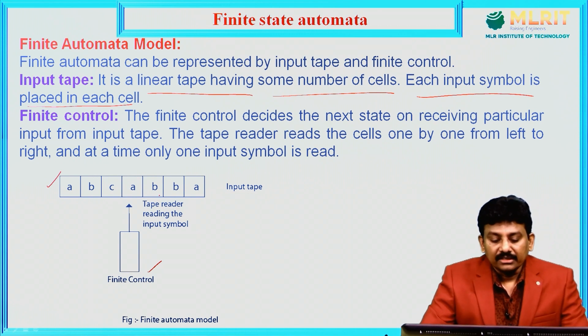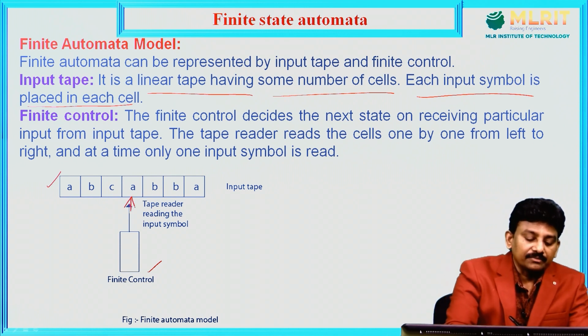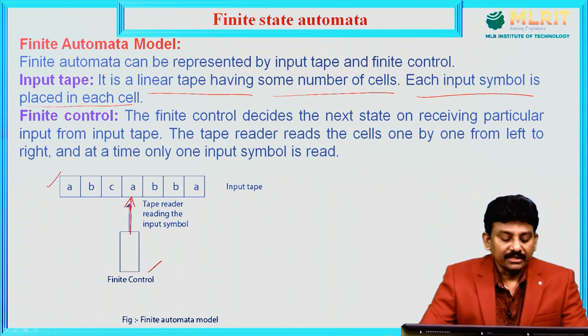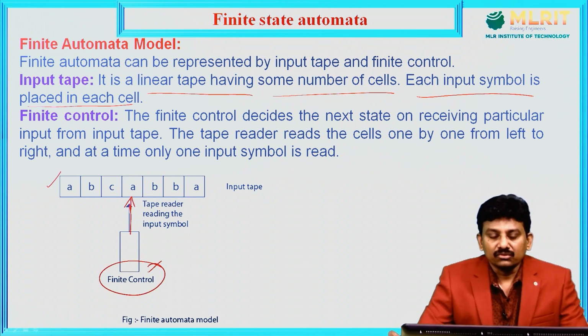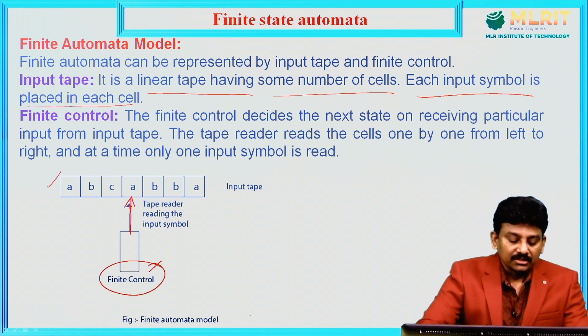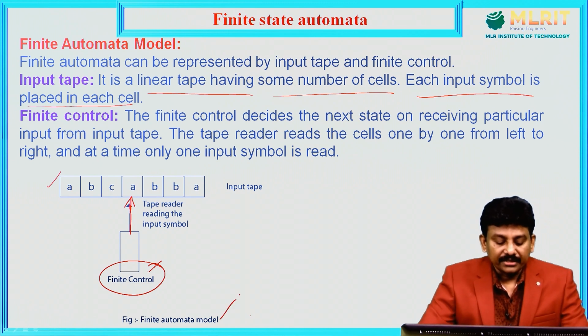Finite control. The finite control decides the next state on receiving a particular input from the input tape. The tape reader reads the cells one by one from left to right, and at a time only one input symbol is read. So, the tape read head can read the symbol from the tape. At a time only one symbol we can read. Based on the input symbol and current state, the finite control will decide whether to move to the next state in the machine or stay in the same state. So, this diagram is showing the finite automata model.